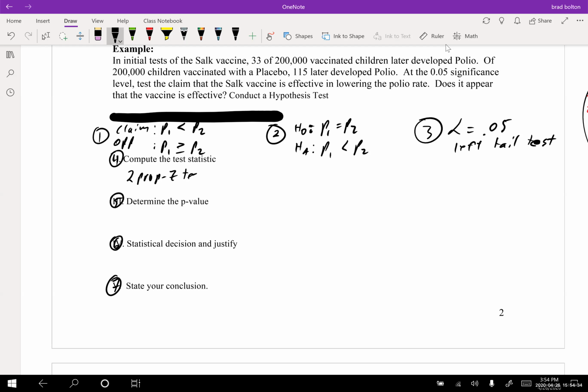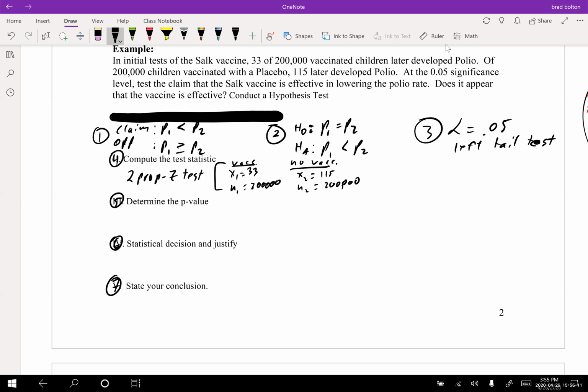Okay, and again, let's say P1 is vaccine. And we'll have, let's see here, X1 is 33, and N1 is 200,000. And then no vaccine, X2 would be 115, and N2 would be 200,000.